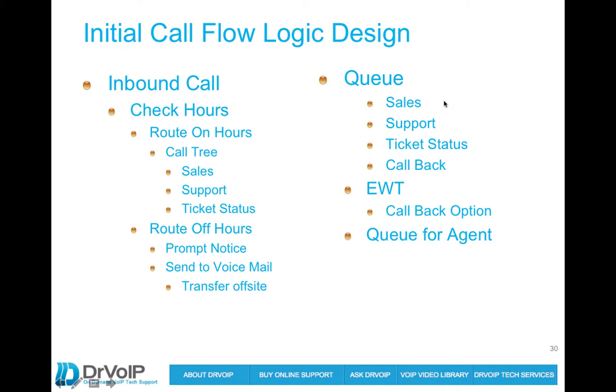We're going to have 4 queues in our solution: a sales queue, a support queue, a ticket status queue, and a callback queue. And I'll explain the callback queue as we move further through the lessons. We'll also talk about creating a kind of a fictitious estimated wait time for callers. So that's what this lesson is going to be about.